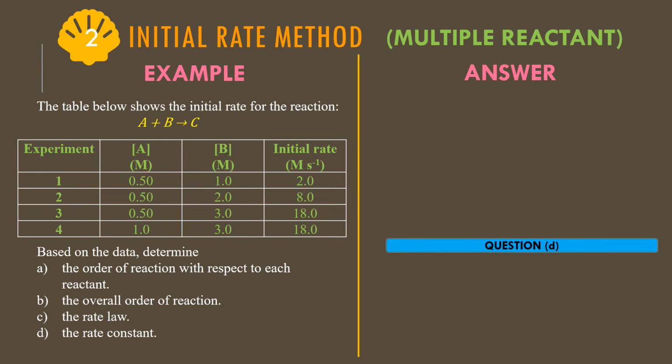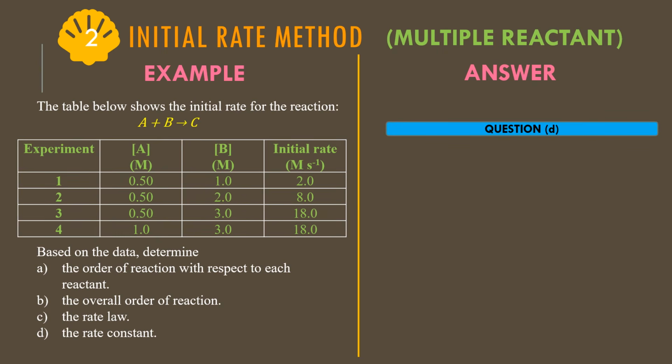The last one is question D. Determine the rate constant. Rate constant ni kita akan determine daripada rate law. So, rate law for our reaction is rate is equal to k times concentration of B power of 2. Kemudian kita akan pilih salah satu eksperimen ni untuk dimasukkan nilainya ke dalam rate law. Saya akan pilih eksperimen 1. So, rate-nya adalah 2.0. k ni kita nak cari. B adalah 1.0. So, kita substitute all the values.